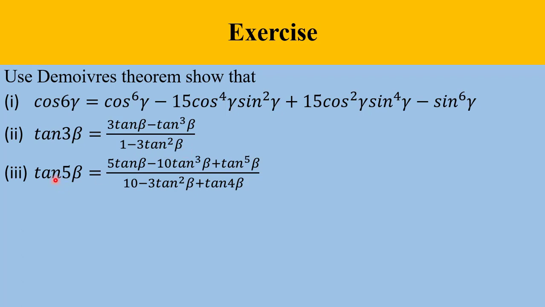Then number 3 is tan 5 beta is equal to 5 tan beta minus 10 tan cube beta plus tan 5 beta over 1 minus 10 tan squared beta plus 5 tan power 4 beta. So you try these numbers. There are 3 numbers. Try them out.